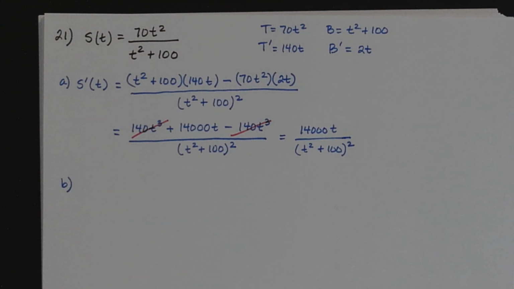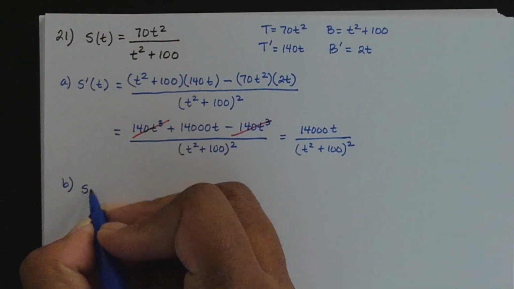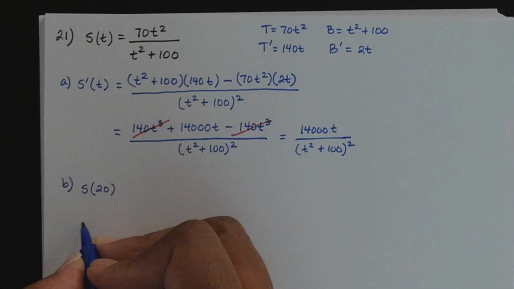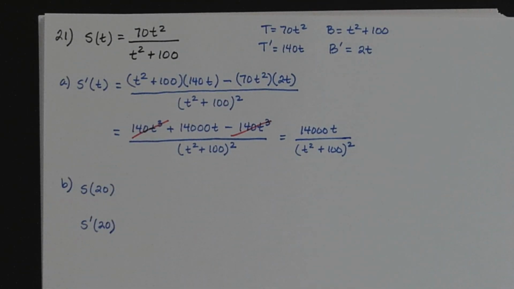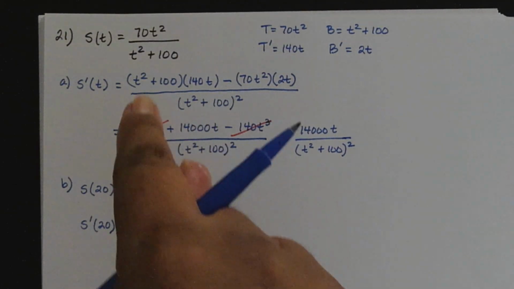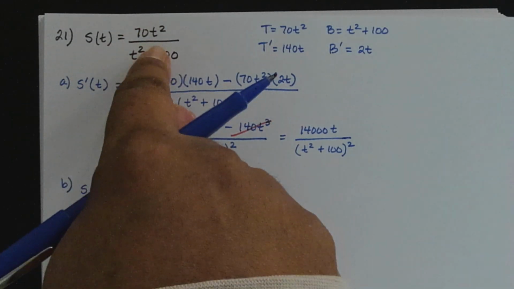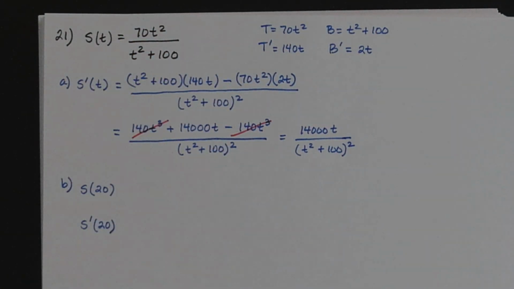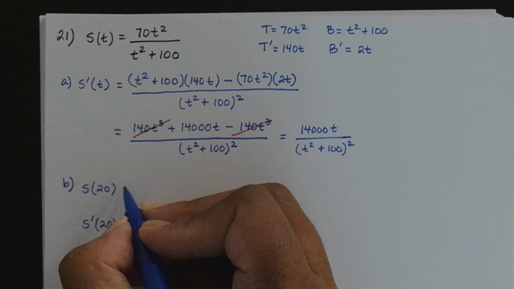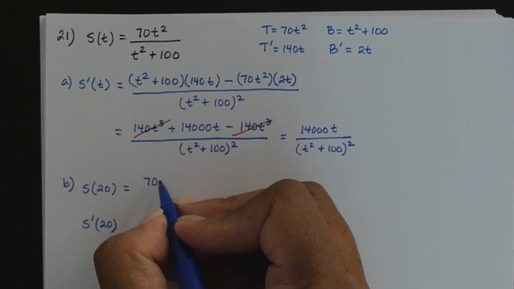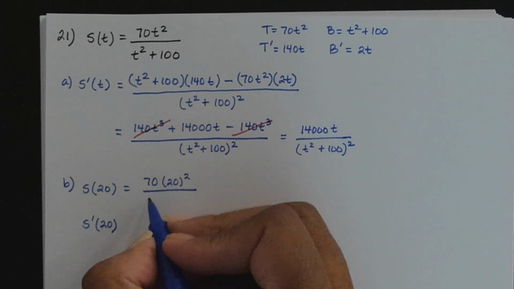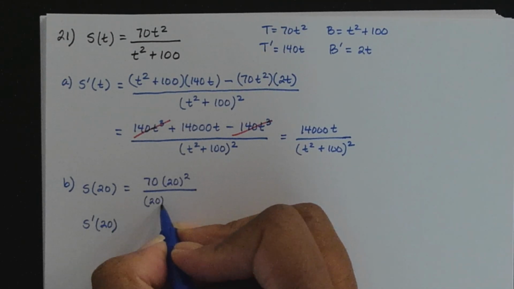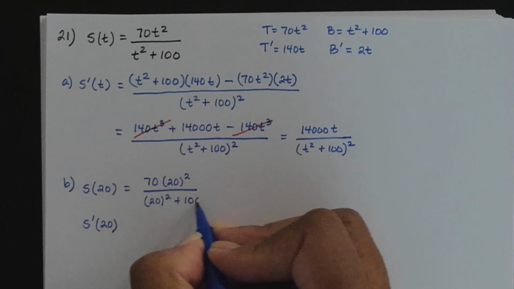In part B, they want you to find S of 20 to 2 decimal places and S prime of 20 also to 2 decimal places. Well, we start with the original. For S of 20, we use the original function S of t and just substitute the t's with 20. So this will be 70 times 20 squared, divided by 20 squared plus 100.